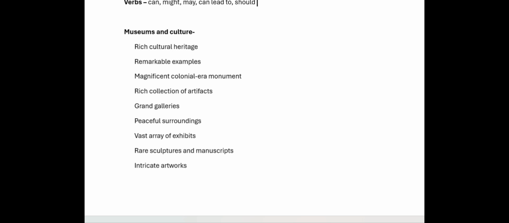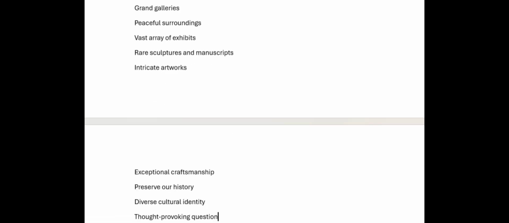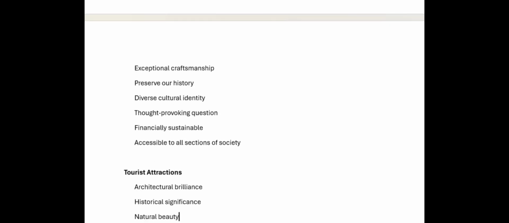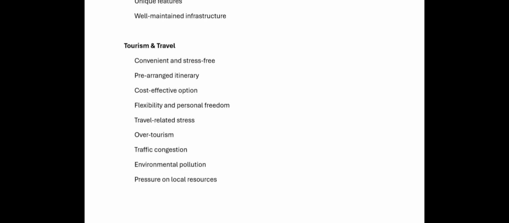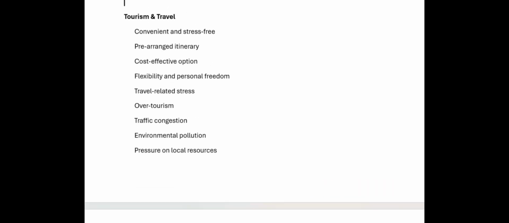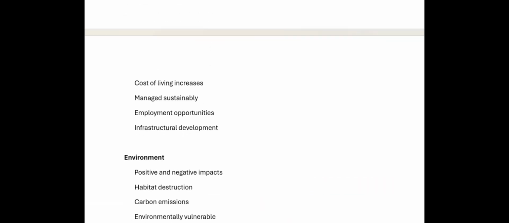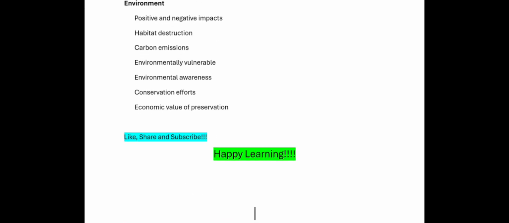Similarly, under the tourist attractions, your list of vocabulary is here. For travel and tourism, this is the word list. For environment, this is the word list. So we have covered one cue card with the word list and related follow-up questions with good sample answers and highlighted vocabulary. Apart from that, vocabulary for under each category is nicely segregated for you all.